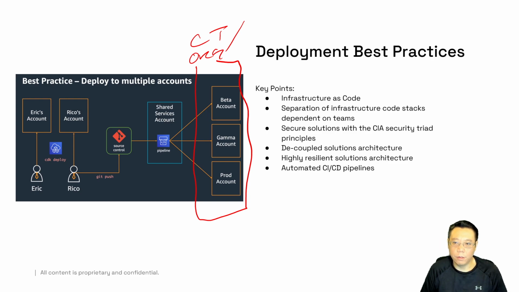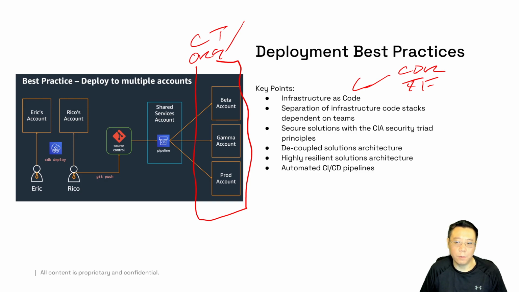Now, the key points include infrastructure as code, which includes what in your head? You should be thinking about CDK, Terraform, and many others. The separation of infrastructure code stacks depends on the team, such as the network team having VPC to security groups. The server-side team may be utilizing EC2 infrastructure items. We also want to use secure solutions with the CIA security triad: confidentiality, integrity, and availability. Some examples of each include encryption. Integrity includes patching for vulnerabilities, and availability includes maybe high availability using multi-AZ.